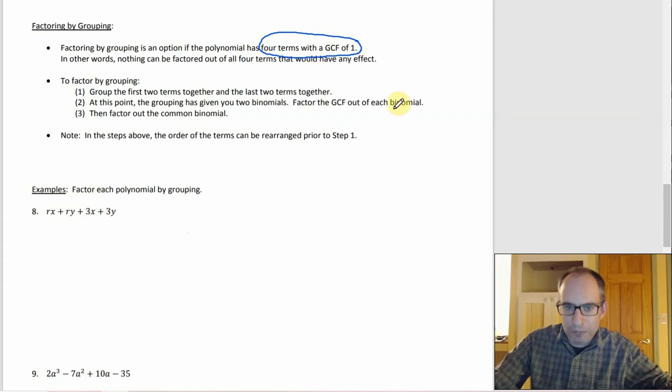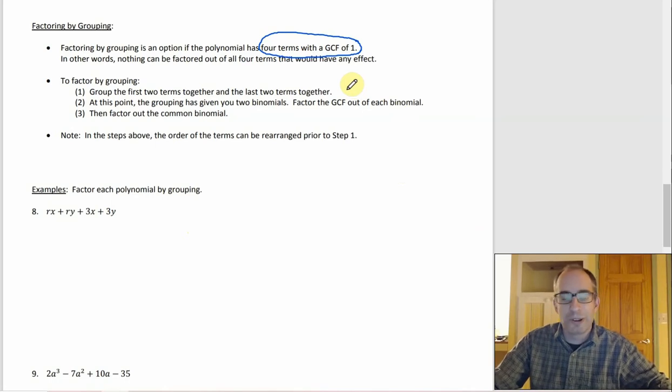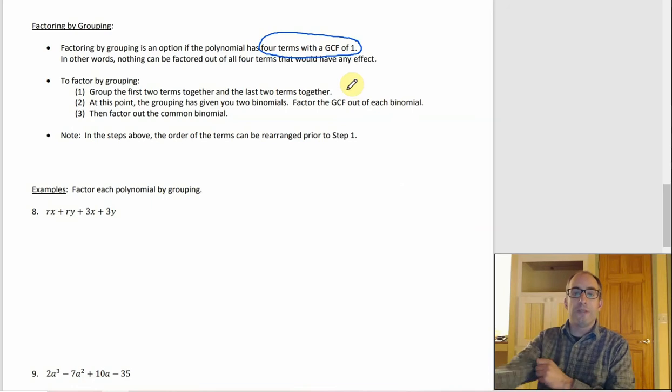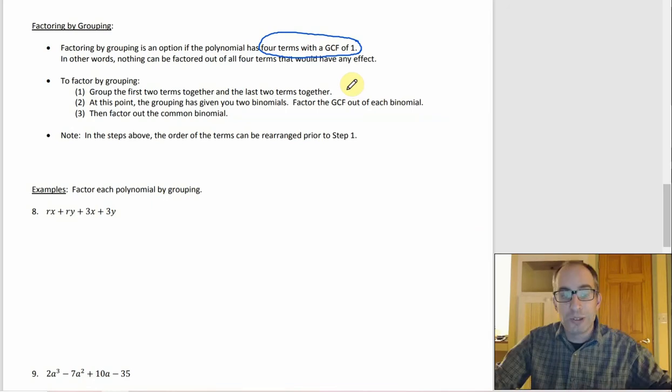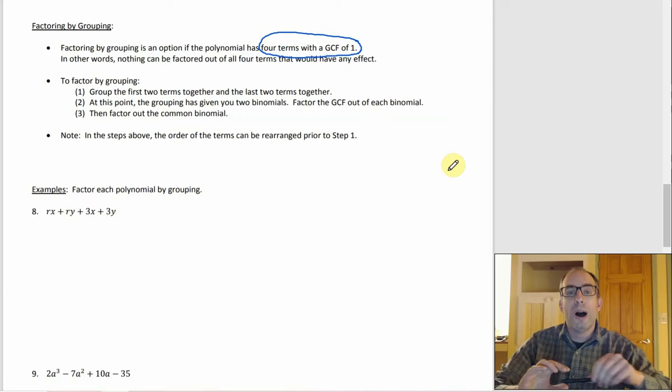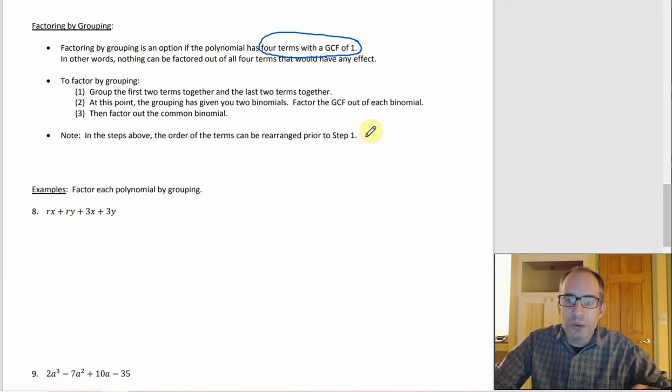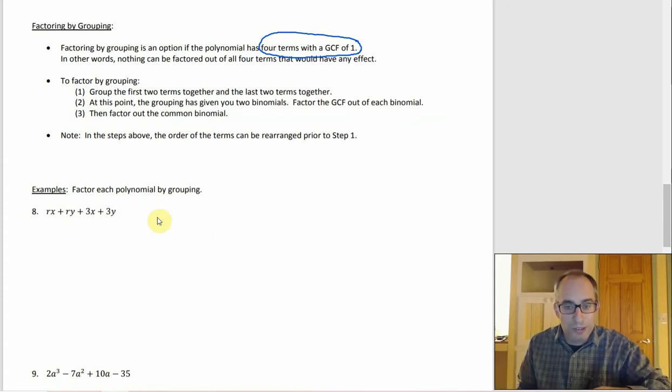So the way that you do it, you group the first 2 and the last 2 terms, usually with some kind of grouping symbols like parentheses. I guess if you really felt like using square brackets or curly brackets instead just to do something different, you could. It would be unorthodox, but you could do it. And then at that point, you're going to have 2 binomials, like one in each set of parentheses. You can factor the greatest common factor out of each one. And then from there, it'll actually look like number 6, basically. And then the other thing is you can rearrange the order prior to doing the factoring by grouping if you want to. That's not really helpful for number 8, but there are situations where it is.